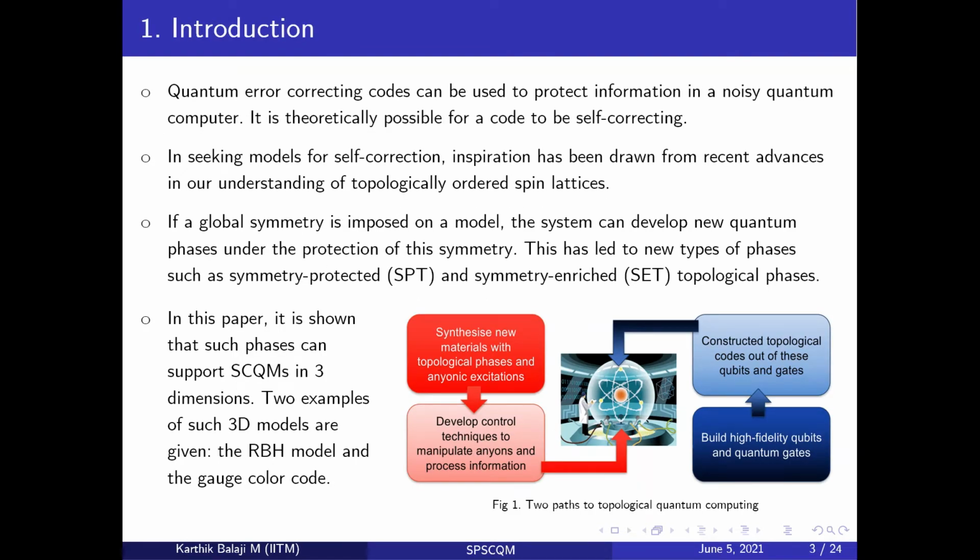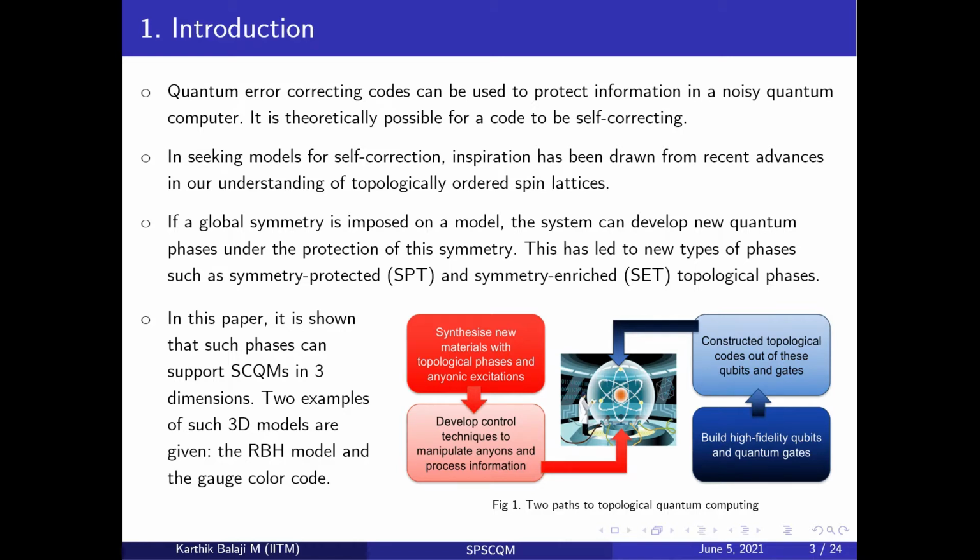Alright, so quantum error correcting codes can be used to protect information in a noisy quantum computer, and it's theoretically possible for these codes to be self-correcting as well. So in seeking models for self-correction, inspiration has been drawn from recent advances in our understanding of topologically ordered spin lattices. Now, if global symmetry is imposed on a model, the system can develop new quantum phases, and this has led to new types of phases such as SPT and SET phases, which we'll be seeing soon.